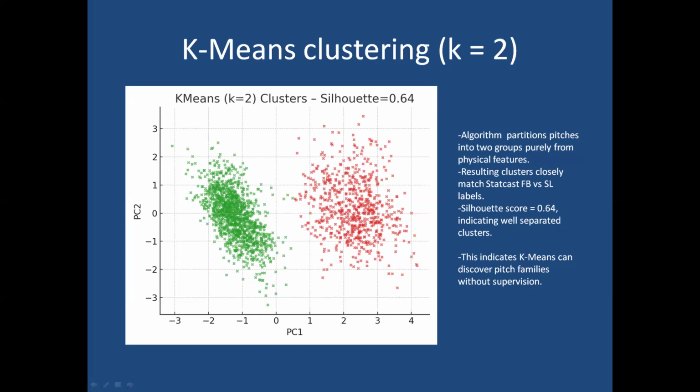K-means partitions pitches into 2 clusters from scratch. The clusters also align closely with the Statcast labels. And yeah, so purely using physics, pitch types are recoverable.